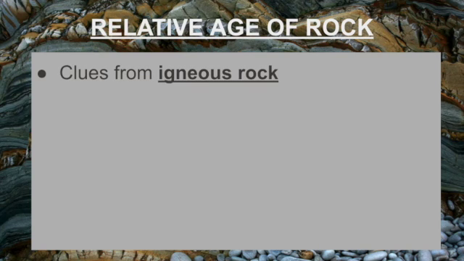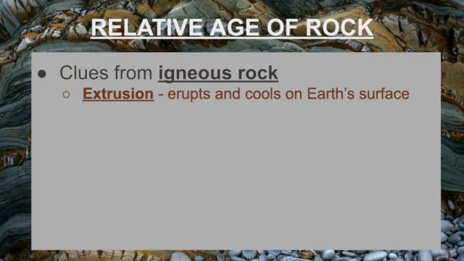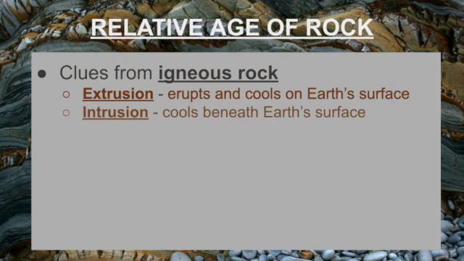Okay, we're looking at igneous rock now. Remember what igneous rock is. Igneous rock comes from magma beneath the surface or lava above the surface. You can have what are called extrusions. So extrusions come out of the ground and they're erupting and cooling on Earth's surface. So usually like by volcanoes or fissures. And then intrusions would happen beneath the surface.